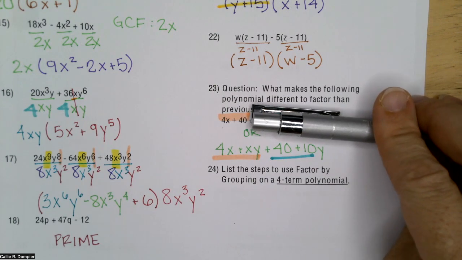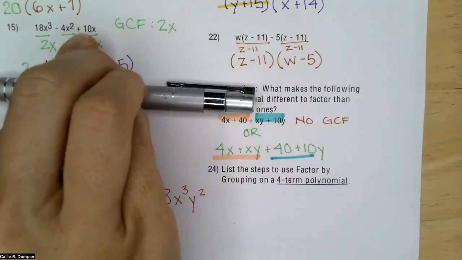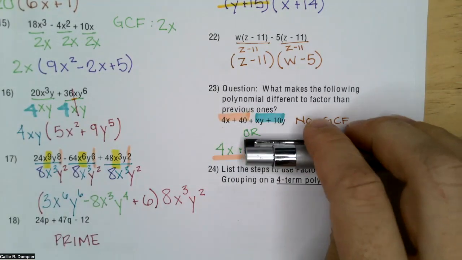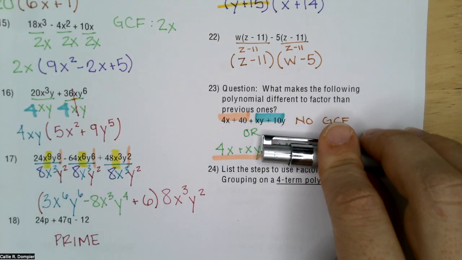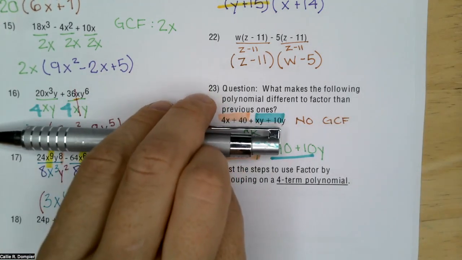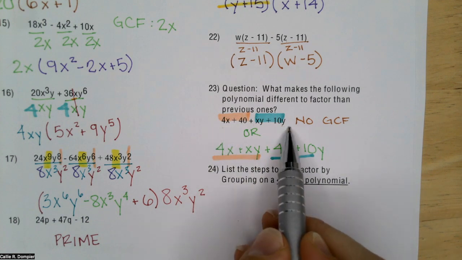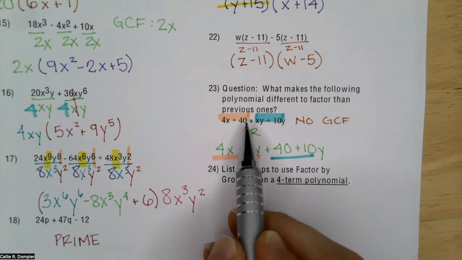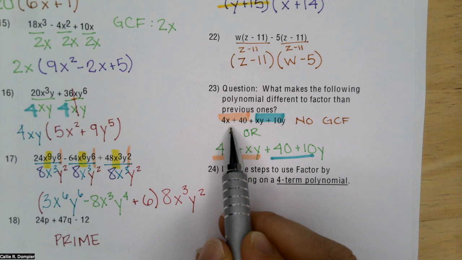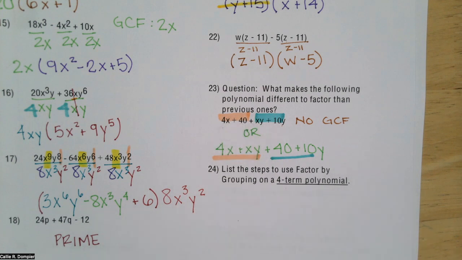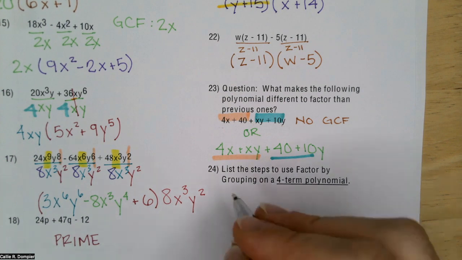4x and 40, divide them both by 4. xy and 10y, divide them both by y. 4x and xy, divide them both by x. 40 and 10y, divide them both by 10, okay? So if you see a set of 4 numbers and you're like, I don't see a greatest common factor, feel free to move them, okay? Move the 2 middle numbers around. All right, so group the first 2 terms together.